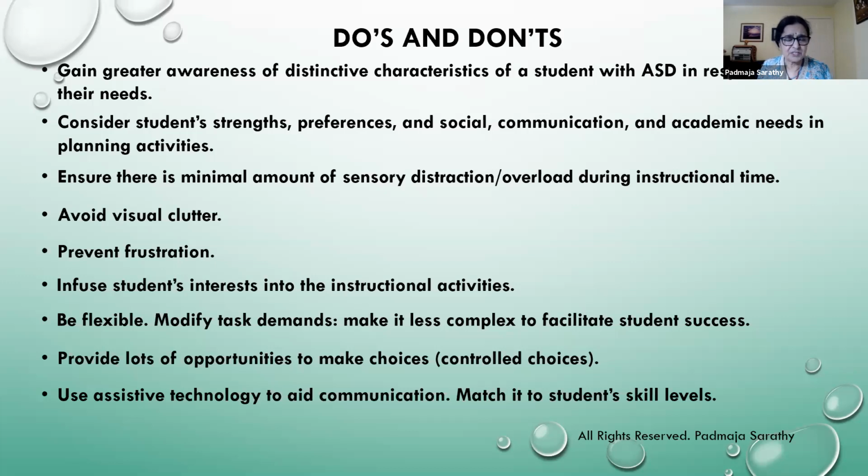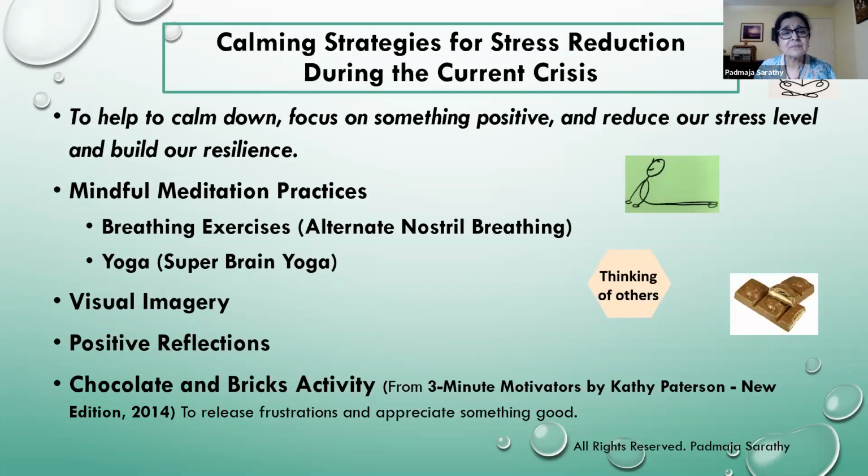Lots of opportunities to make choices. And then use assistive technology consistently and make sure that assistive technology matches the student's skill level. Instead of having multiple icons, maybe they begin with a smaller number of icons and feel success. And finally, some calming strategies for all of us and for children to learn.